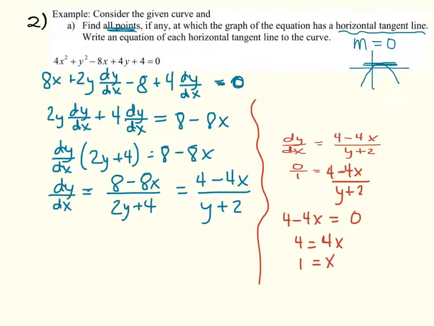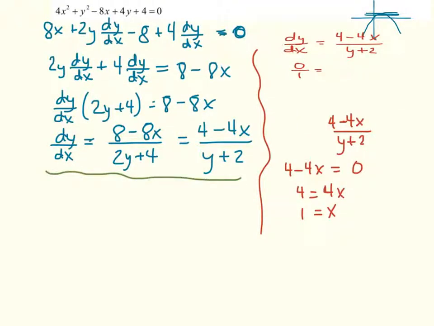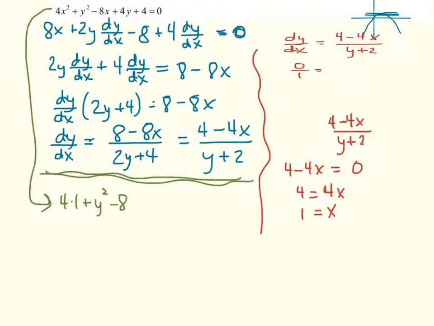So where am I going to go to get my y values for the points for the original curve? Hopefully you're guessing this correctly. Yes, we're going to go back to the original equation. So if I take that x value and plug it back into the original here, everywhere I see an x, I'm going to put in a 1. So that would be 4 times 1 squared, which is just 4 times 1, plus y squared, minus 8 times 1, plus 4y, plus 4 is equal to 0.